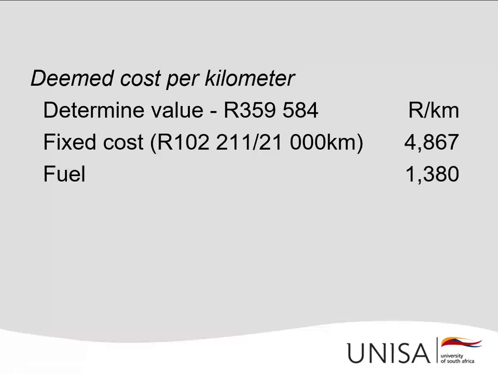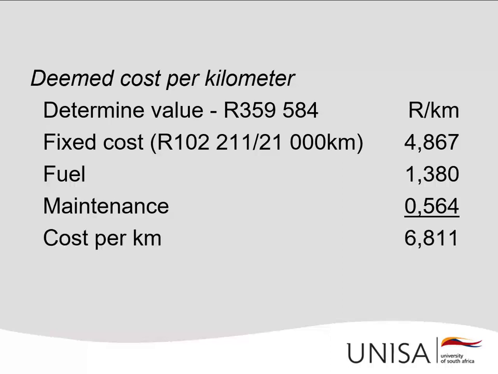So the next thing we read off the tables is the fuel cost. Now the fuel cost was 138 cents. If we divide it by 100, we get to 1 rand 38. And the maintenance cost was 56.4 cents. If we divide that by 100, we can also convert it to rands per kilometer, because there's 100 cents in a rand. And that gives us a total cost per kilometer in rands of 6 rand 81 cents, but we're going to work in 3 decimal places.